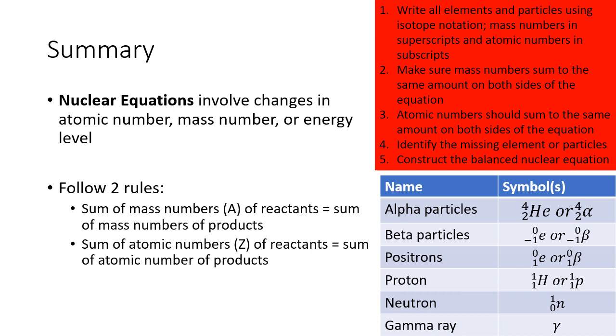We have a 5-step process for determining what our stuff is. We write out the elements or particles that we're given using the isotope notation. We make sure that the mass numbers sum to the same amount on both sides of the equation. Then we make sure the atomic numbers sum to the same amount on both sides of the equation. And from there, we can identify our missing element or particles. And finally, we construct our balanced nuclear equation. And I've given the table of the symbols that we use for the various types of nuclear decay so that hopefully we can make those connections.